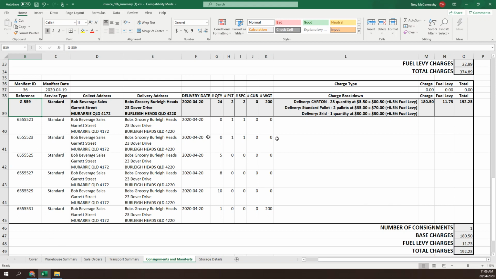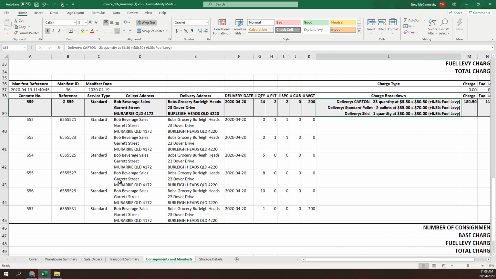We can see that none of the child consignments have been charged, only the parent consignment. And we can see there that those figures are exactly what our customer would like to see. So that's the difference between operational grouping and grouping for invoicing purposes.